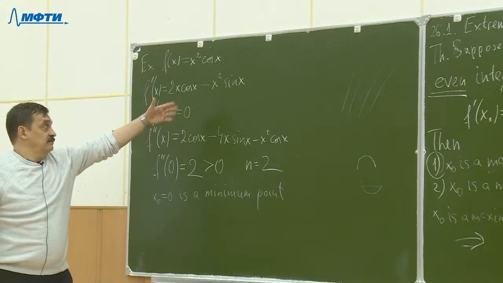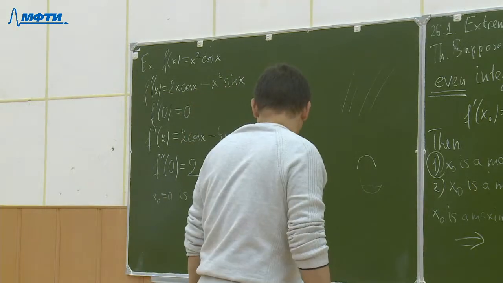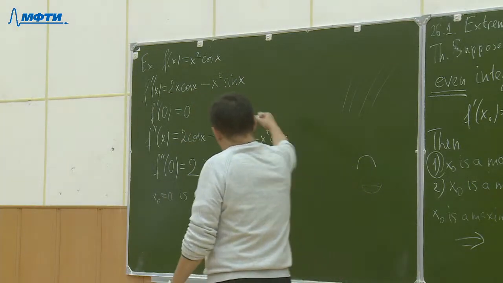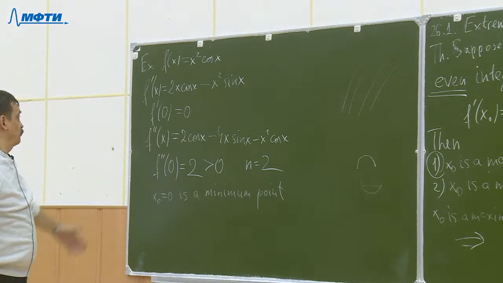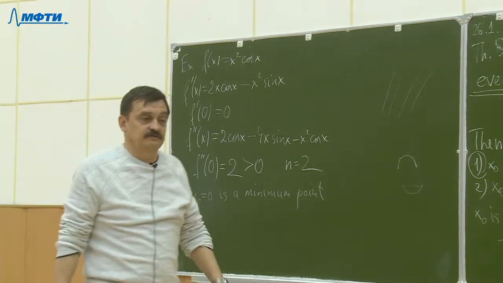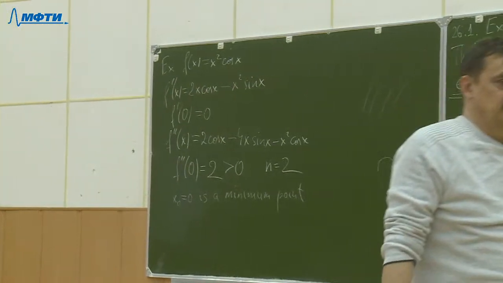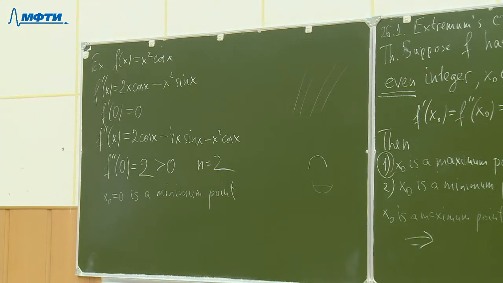Of course, the question of other extremum points is essentially more complicated for that function, because we cannot solve in explicit form the equation cotangent x equals x over 2. It's impossible, but okay, so one extremum point is clear.